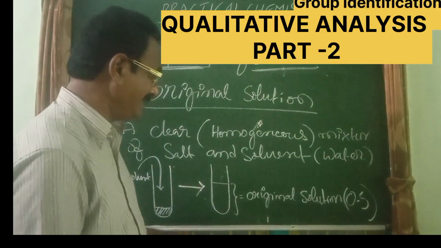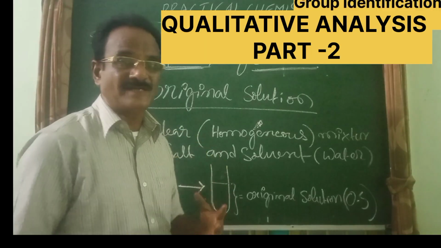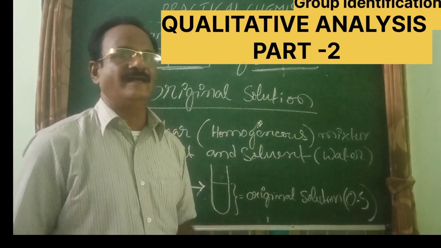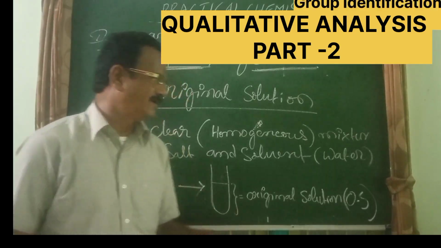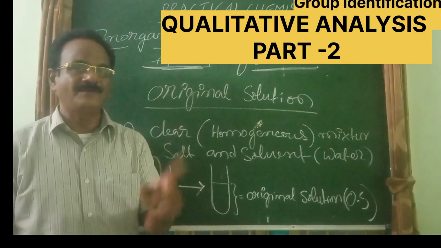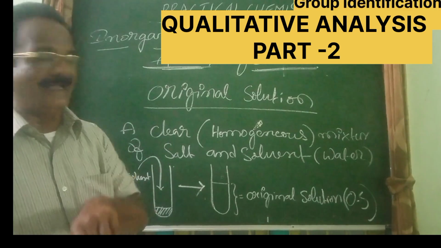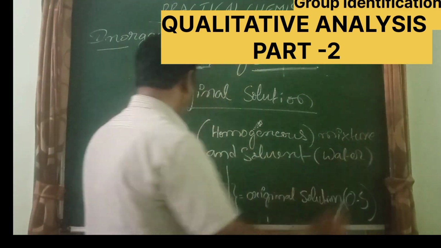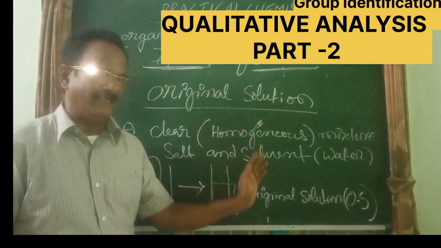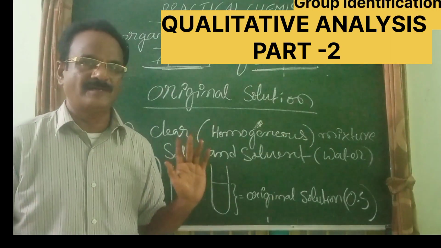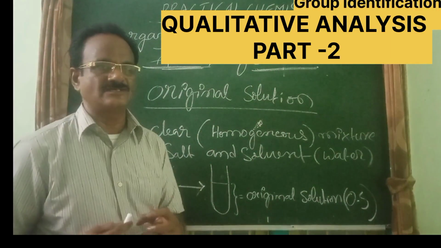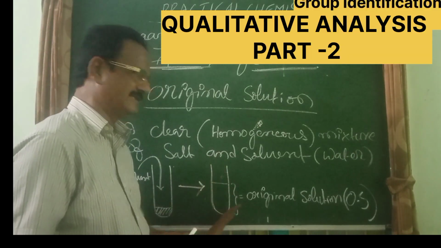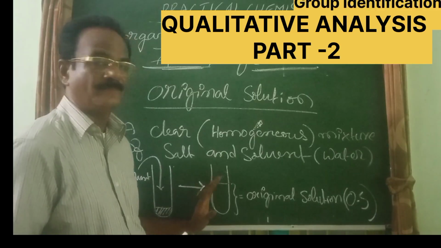One has to do the group identification of cations or confirmation of cations by using this original solution. I am repeating the making again. It is a clear mixture of salt and solvent, usually water. The situation in the test tube after making the original solution should be like this.